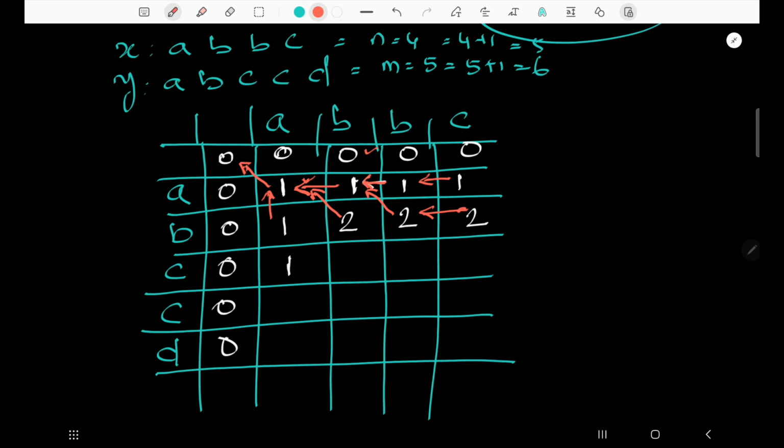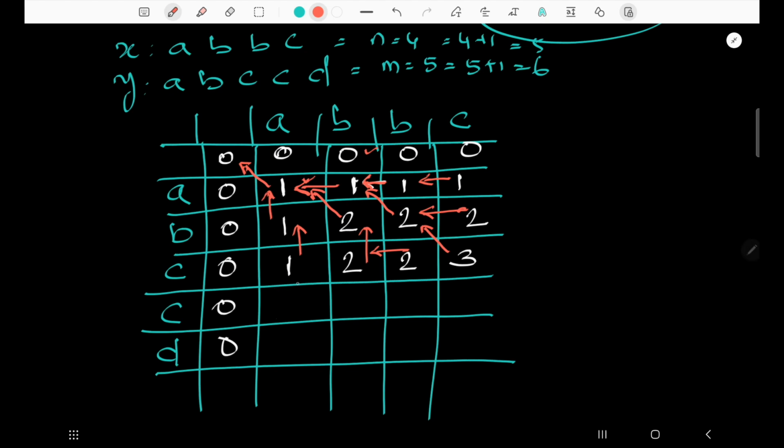I took this one from this cell. C and B not same, so I just take the maximum from this cell. C and B again not same, so I take the maximum of either left or top. Both are the same value, so I just take one, assume that I took it from this cell. Then C and C both are same, so diagonal plus 1, the diagonal is 2, 2 plus 1 is 3. I took diagonal plus 1 from here.